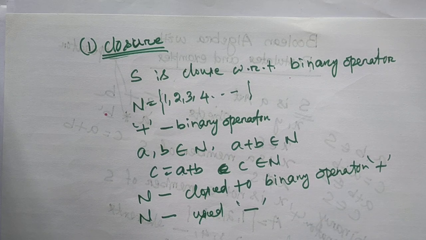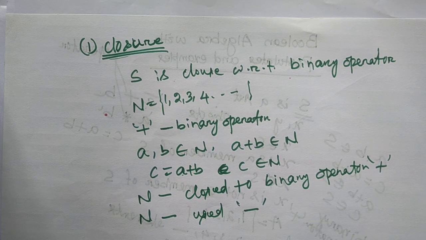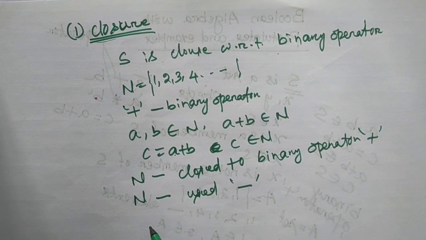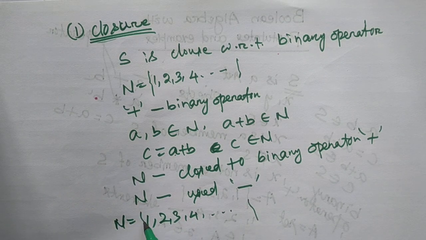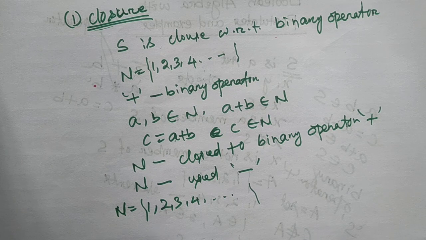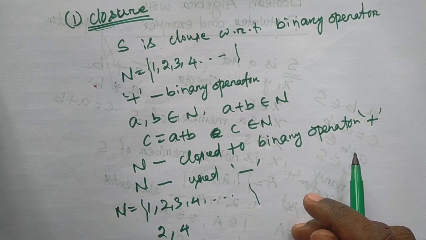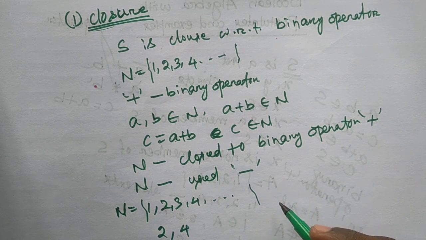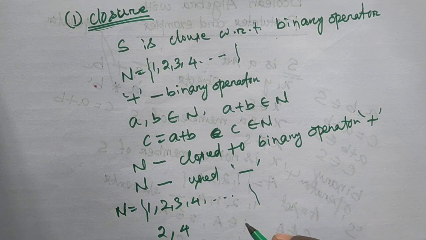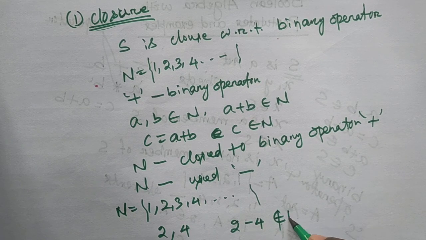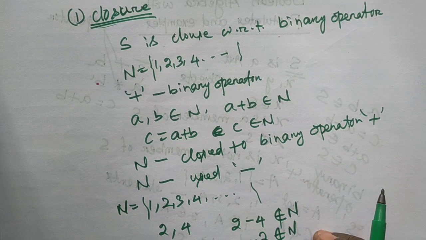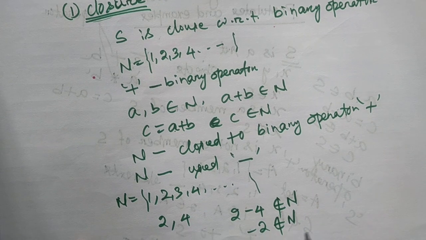Natural numbers are not closed under minus, because whenever you consider values of natural numbers, 1, 2, 3, 4 like this, suppose there are two numbers, 2 and 4. If we use the subtraction operator, 2 minus 4 doesn't belong to N, that is, minus 2 doesn't belong to N. That means natural numbers don't satisfy the operator minus.